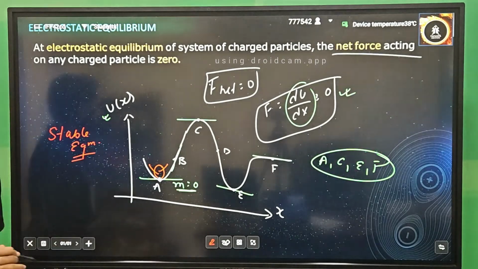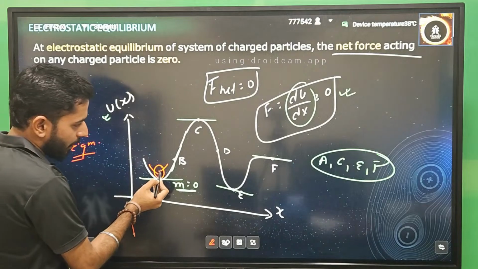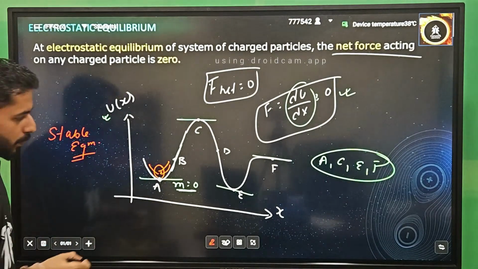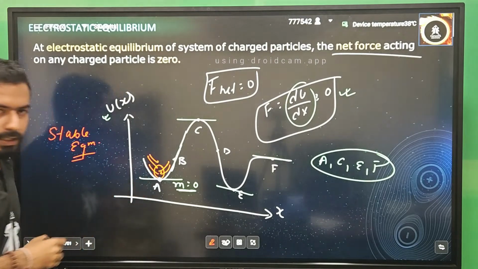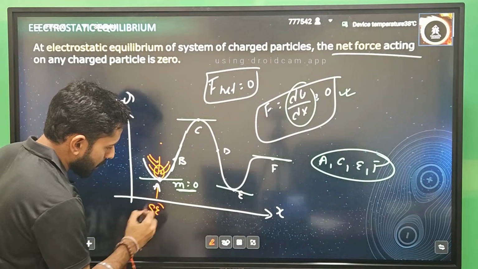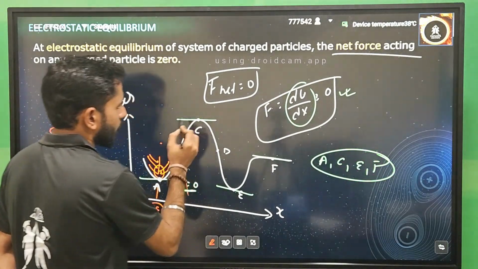What kind of equilibrium, students? It is stable equilibrium. That means if I talk about this point, if I displace it a little bit right, can you say again it will try to come back to the original position, the mean position? If I displace it a little bit left, again it will try to come to the mean position. That means this point is behaving like a stable equilibrium point. Correct?